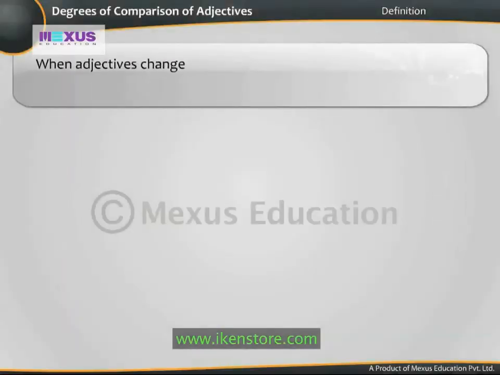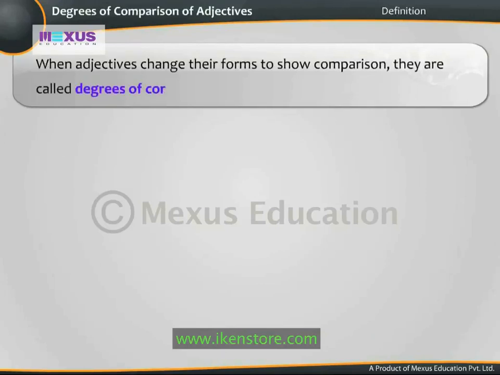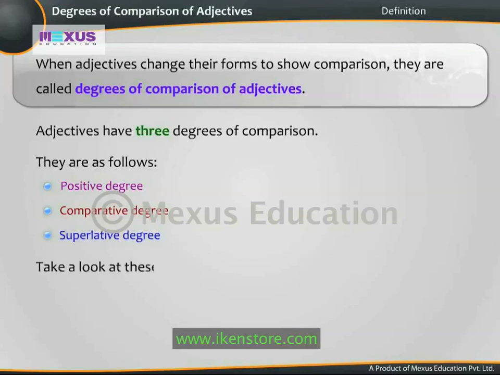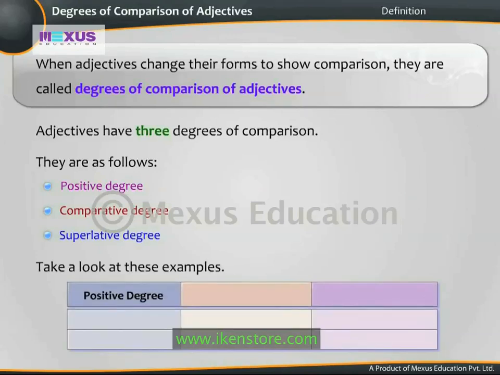When adjectives change their forms to show comparison, they are called degrees of comparison of adjectives. Adjectives have 3 degrees of comparison. They are as follows: positive degree, comparative degree, and superlative degree. Take a look at these examples. Observe the degrees of comparison for the adjectives tall and kind.